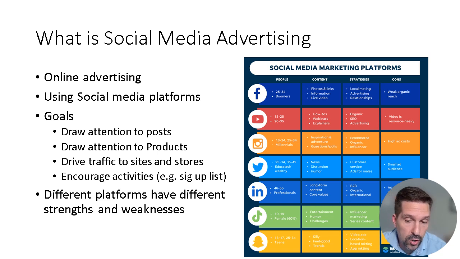And finally, another activity that you might encourage using social media advertising is encouraging your audiences to engage in some activity. That could be, for example, installing an app, or maybe signing up for a list where you can gather that information so that you can maybe target them in the future. So there are many different purposes that you can actually try to pursue when you're doing social media advertising. And depending on these goals, and most importantly, depending on the audience you're trying to reach, the different platforms are going to have different strengths and weaknesses, right?